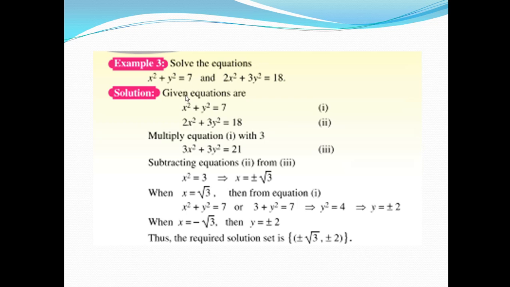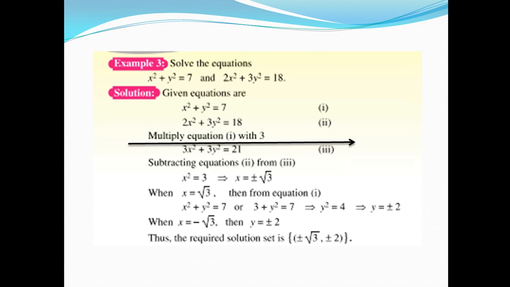Solve the equations. They are quadratic equations. Example number 3: x square plus y square is equal to 7, 2x square plus 3y square is equal to 18. They are simple two quadratic equations in two variables, degree 2, and no product of x and y is present in these equations. In the last equations, the product of x and y is present.